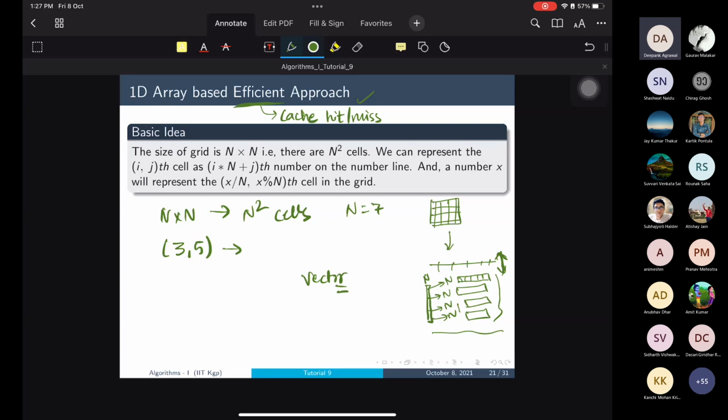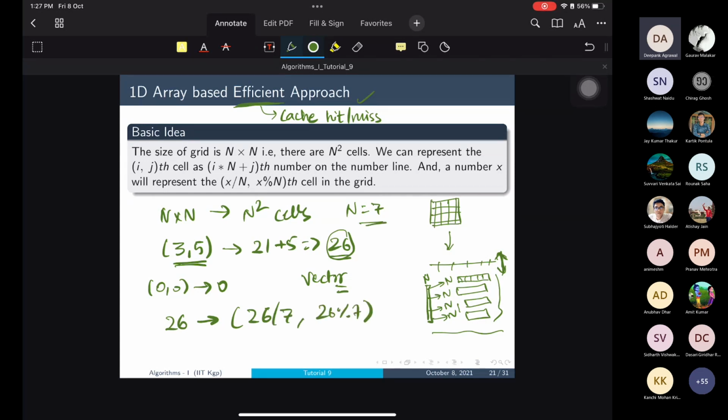So we can represent 3 comma 5 as 21 plus 5, which is 26. And we can represent 0 0 as 0 similarly. Say if we have 26, we have to map it back to 3 comma 5. So what we do is we first divide it by 7, which is n, and then take modulo with 7. So you can say that this is 3, this is the integer division. So we get 3 and 5. And these all are O(1) operations, right? So you are not increasing the complexity of the approach.